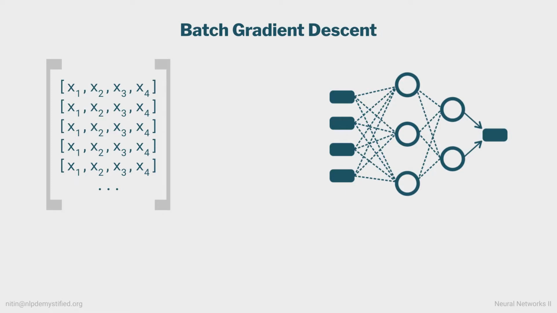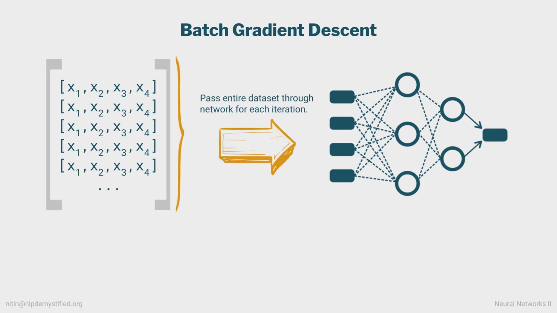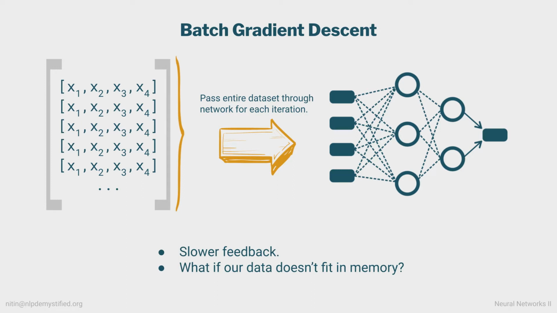In the last module, we covered sending a number of examples through the network during the forward pass, calculating an average loss, and then adjusting the weights accordingly. When we send our entire dataset through the network each time before calculating a loss, it's called batch gradient descent, and it's the simplest approach. But there are a couple of issues with this approach. First, it can take longer to get feedback on performance because the network has to process our entire dataset on each forward pass. And what if our dataset can't fit into working memory?